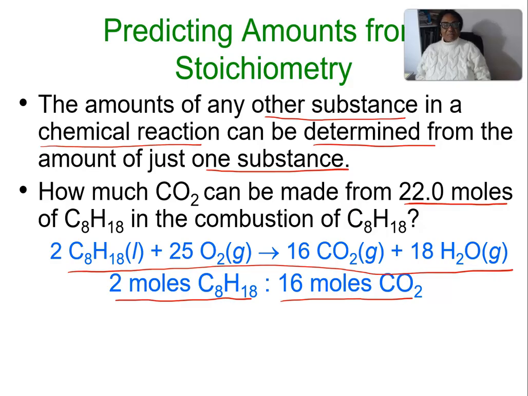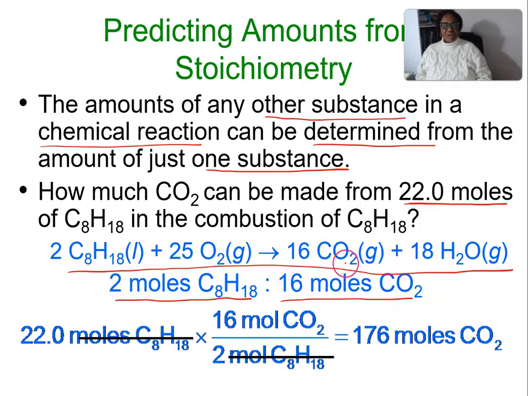So to get the amount of carbon dioxide from 22 moles of C8H18, we are going to use this relationship that we get from the balanced equation as a conversion factor. So when we use 22 moles of C8H18, we are going to get 176 moles of carbon dioxide using this relationship. We call this a mole ratio, which we got from the balanced equation, as a conversion factor.